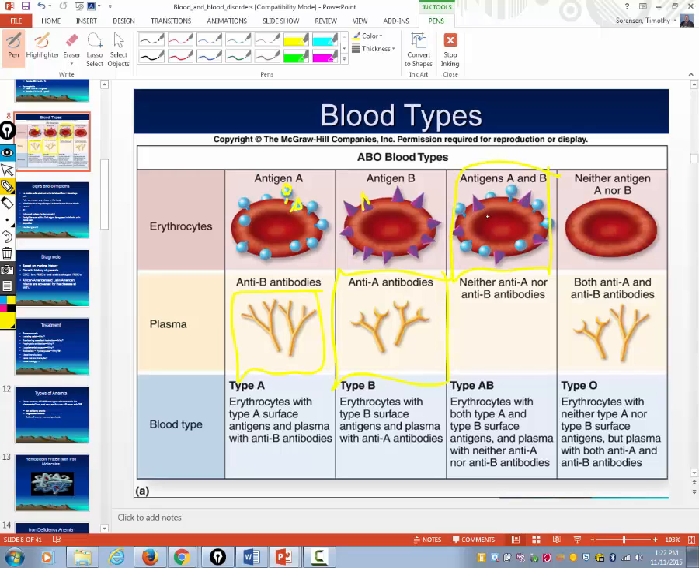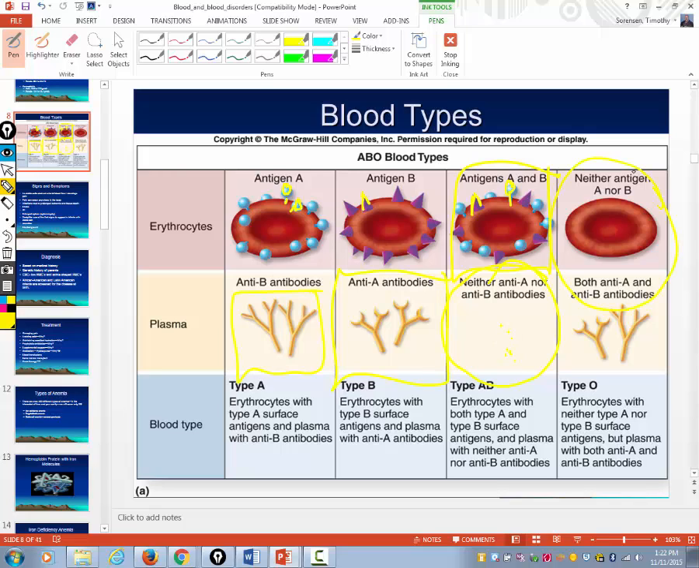A person with type AB blood has both A and B antigens on its surface. This is the important piece. This is what I would pay attention to. Who's paying attention to this right now? Right? A person with type AB blood has no antibodies floating in the plasma. None. Nada. Nothing.